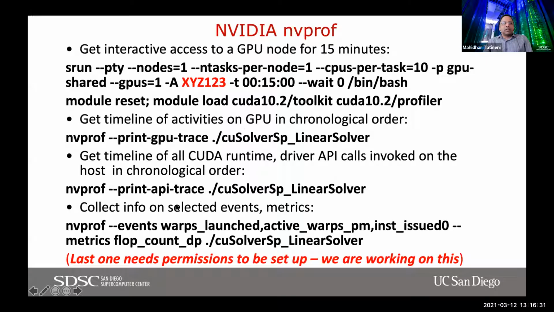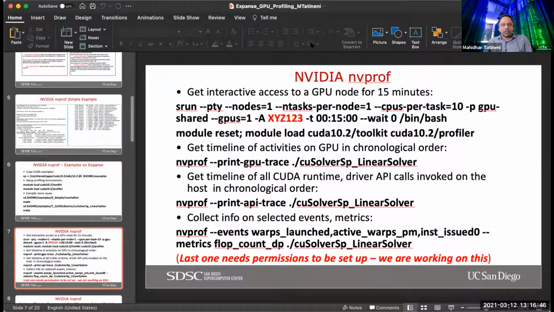Now, remember, we obviously can't run on the login node, so you have to get interactive access to a GPU node. For example, you can get one for 15 minutes and try these out, but I already logged in to one of them, so I'm going to stop sharing this and share my terminal windows on the second desktop.